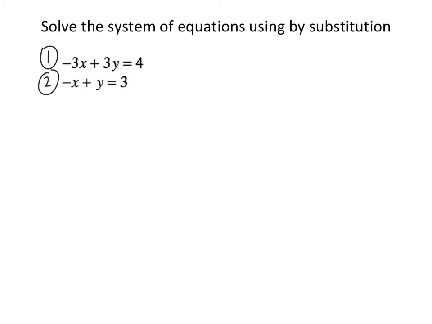Looking at the second equation, I noticed that if I was to solve for either of these variables, x or y, I wouldn't have any fractions because each of them has only a coefficient of 1 or negative 1. So either of them would be okay, but the easiest one to work with would be to solve for y, because when I move that x to the other side, it's going to become positive.